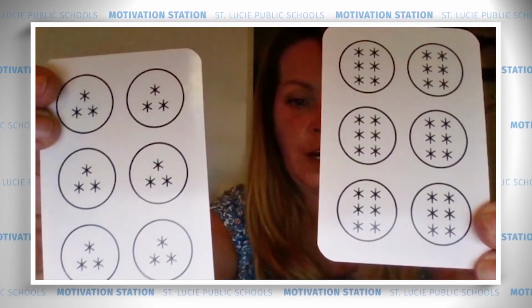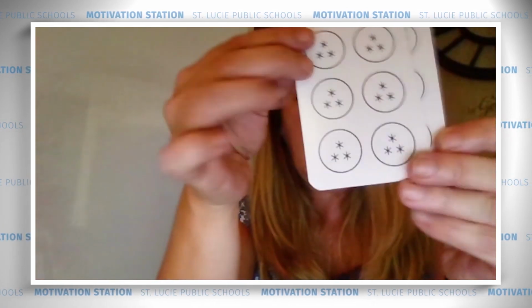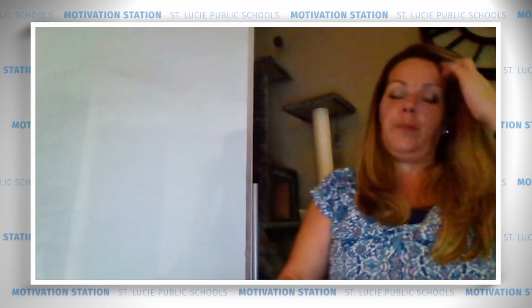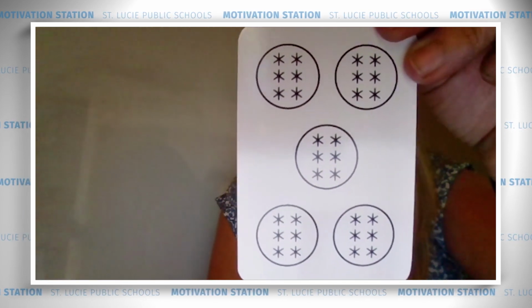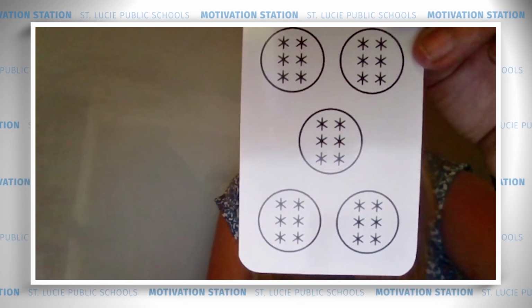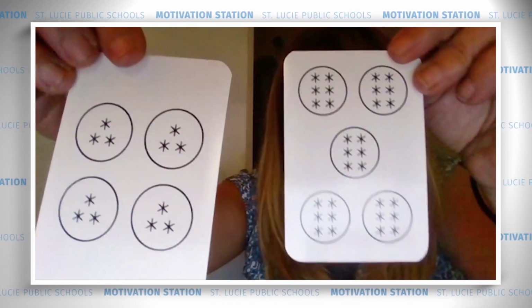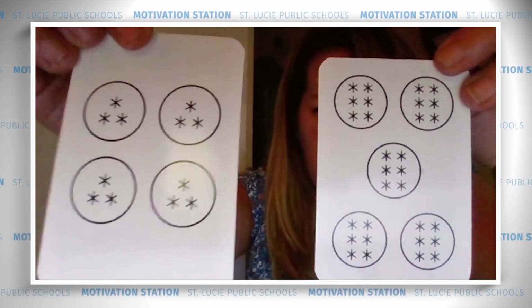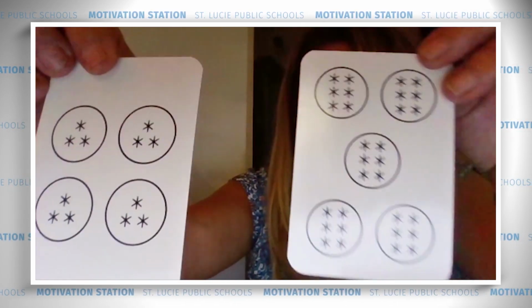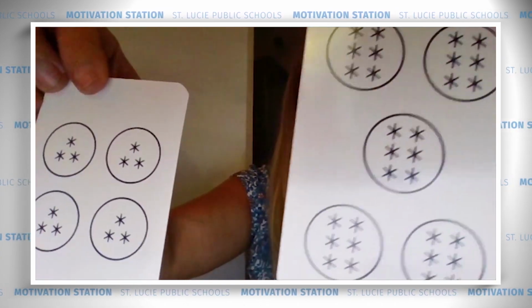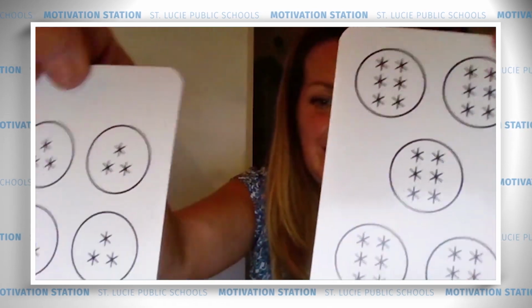So who has more stars? I do. So I keep both the cards. And then we flip again. So I'm gonna flip. My card is, I have 5 circles with 6 in each circle. So that would be 5 times 6 equals 30. You flip your card, whoops, and you have 4 circles with 3 in each circle. So 4 times 3 is 12. So again, 5 times 6 is 30, 4 times 3 is 12. I have more stars. I take both cards.